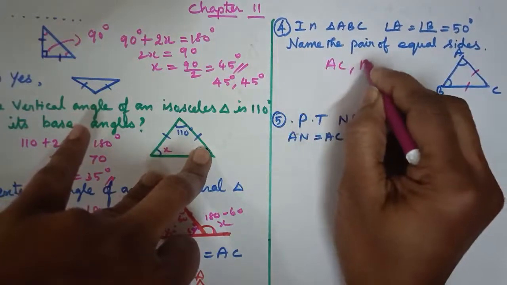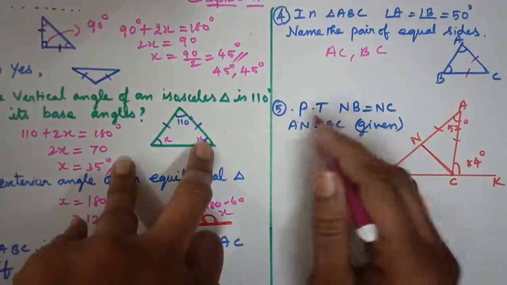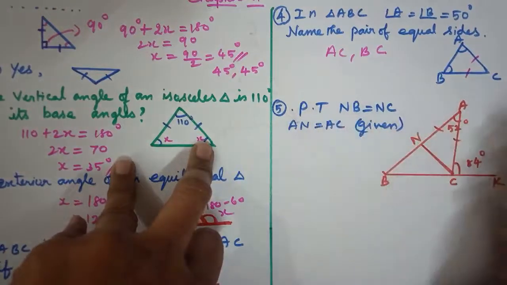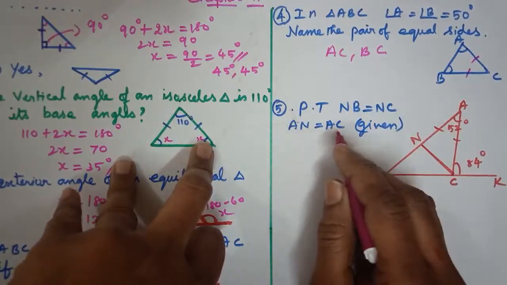AC, BC. Okay, students, then let's move to the last question. Prove that NB equals NC. AN equals AC, given.